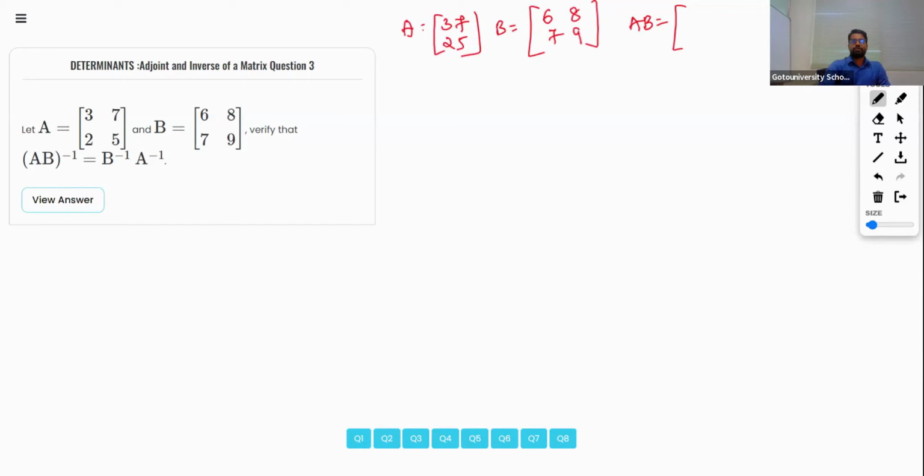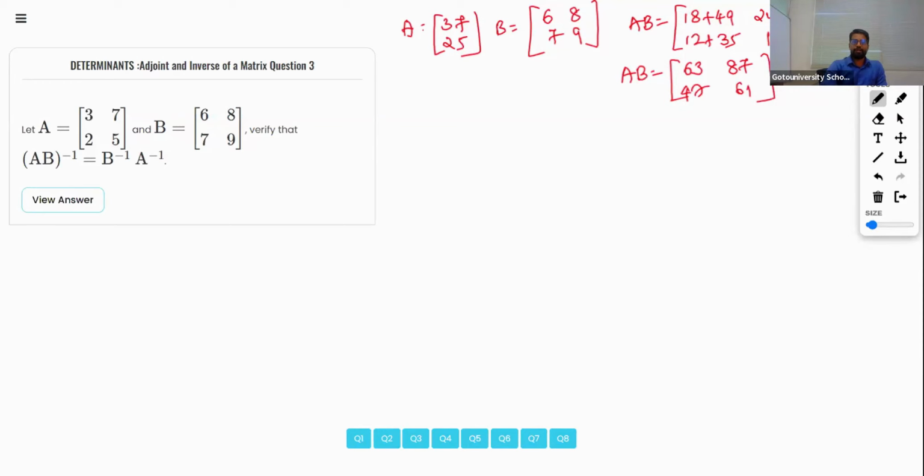What is the product of this? First row, first column: 3 6s are 18 plus second row, second column, 7 7s are 49. 3 8s are 24 plus 7 9s are 63. Can you recall the product of two matrices? 2 6s are 12 plus 5 7s are 35, and 2 8s are 16 plus 5 9s are 45. So what is our AB then? The value for AB is 18 plus 49, which is 67, and then this is 87, this is 47, and this is 61. That is AB.